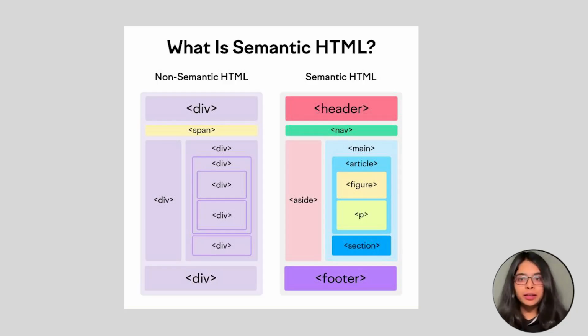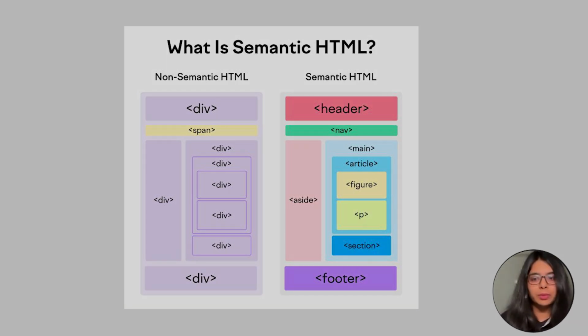Let's start with semantic HTML. These are elements like header, nav, and section, and many more elements that describe what your content is and not just how it looks. So, why does this matter for performance?